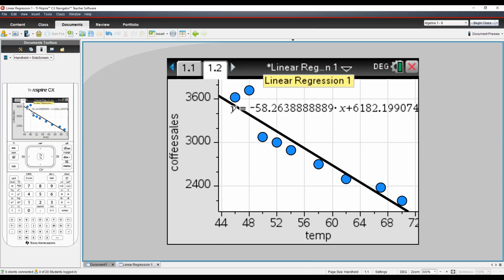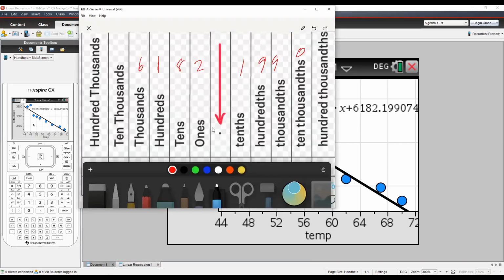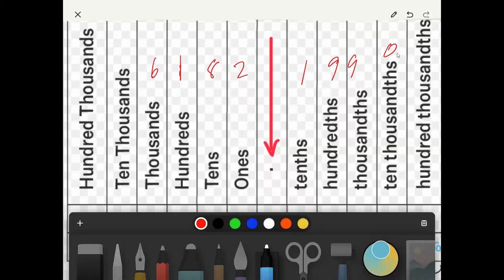All right, so let me bring that up and show you what that looks like. So here's the number that I have. It's 6,182.1990. Again, we want to round it to the nearest integer. So that's going to be the ones place. So you look to the right. Since that's a 1, we're just going to drop all that stuff. We don't change anything to the left of the decimal. So I'm just going to get rid of all of this stuff, because that 1 was less than 5. So you just drop it.